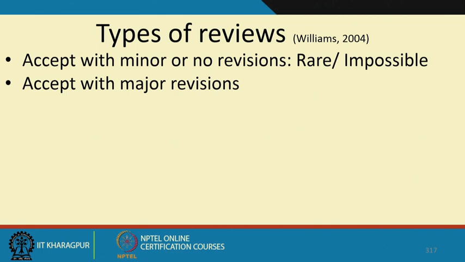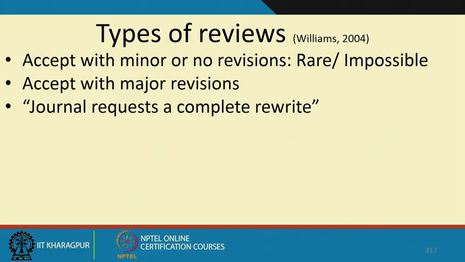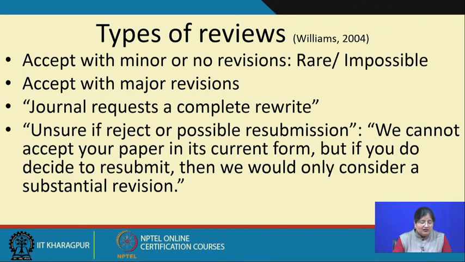The other type of review that you can get is accept with major revisions, which is what usually tends to happen. So your paper is accepted but with major revisions, and you are expected to make major changes to your paper. You're expected to make significant changes. Things will be missing, things will need to be added, etc.